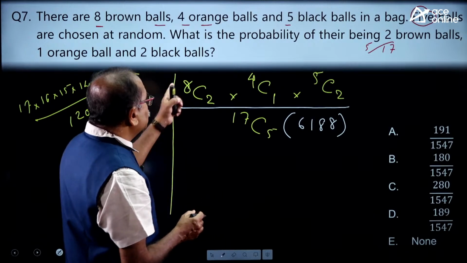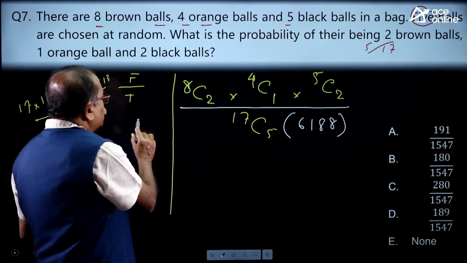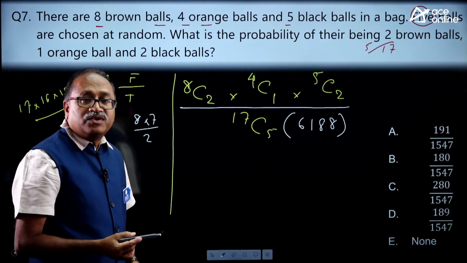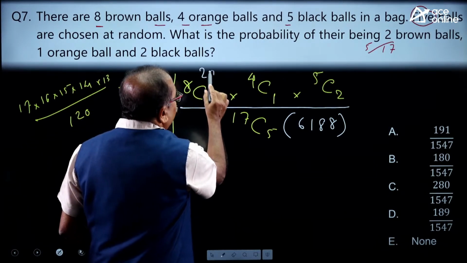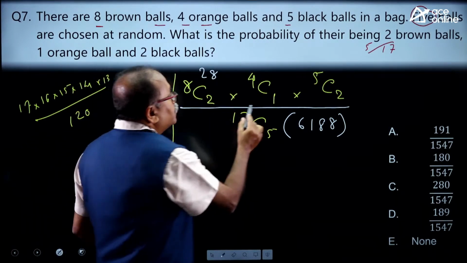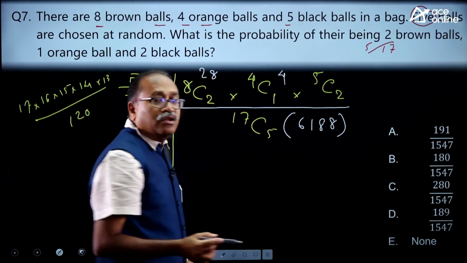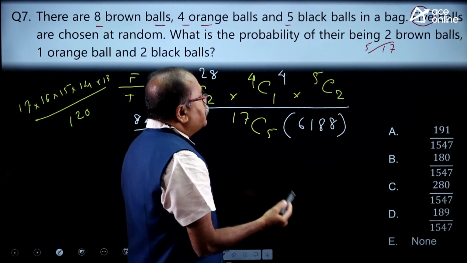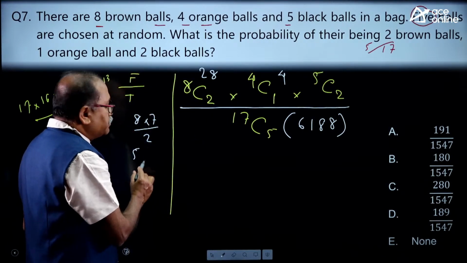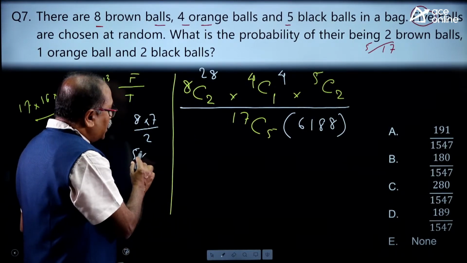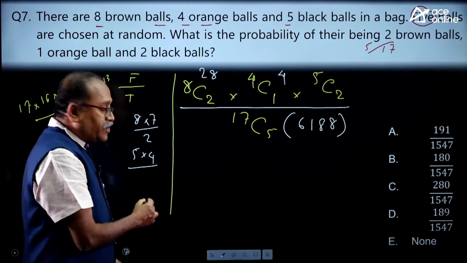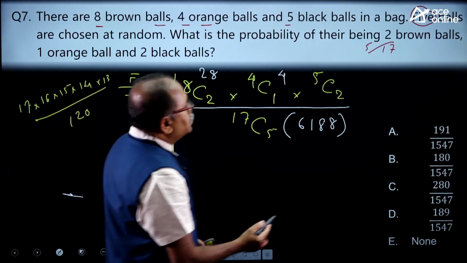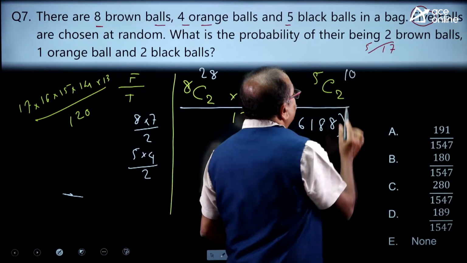Now, what is this 8C2? That is nothing but 8 into 7 divided by 2. That's 4 7 is 28. So I am getting 28 over here. And 4C1, NC1 is always N. The same way, the 4C1 is 4. And 5C2, how do you write this 5C2? You know that 5 into 4 divided by 2 factorial, which is 2. So here I am getting 10. So this value is 10.